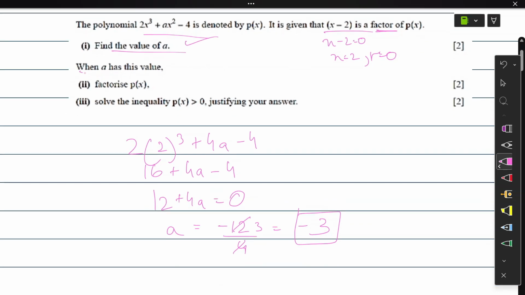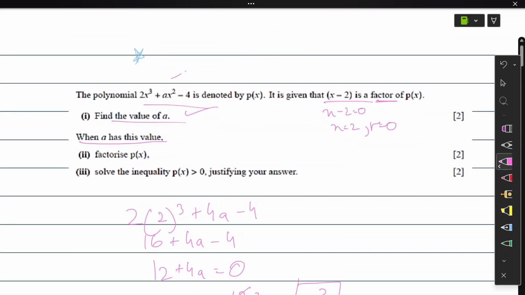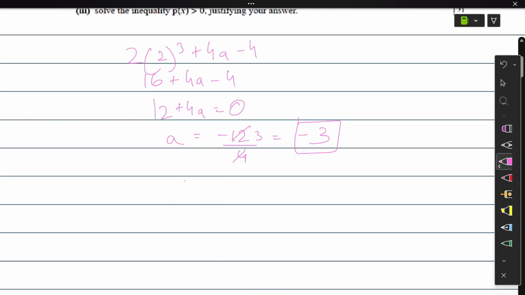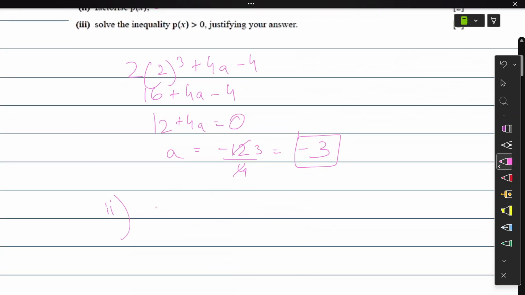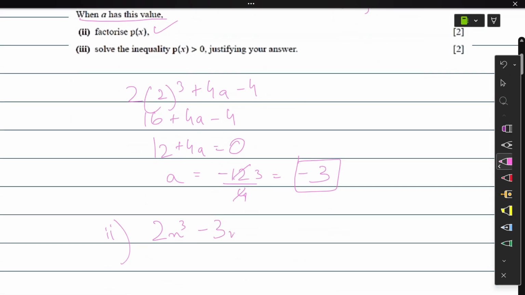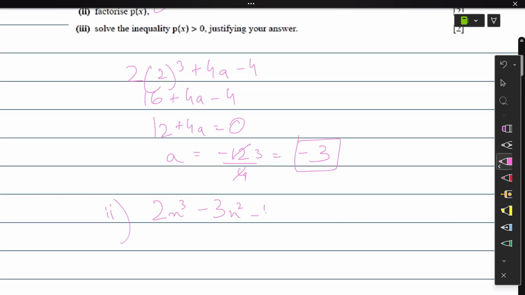Done. When a has this value, that means this has to be written as 2x cube, not plus, my bad, minus 3x square minus 4. This is your polynomial now. For this value of a, factorize it. So now we're going to do part 2, in which we just need to factorize our equation: 2x cube minus 3x square minus 4.